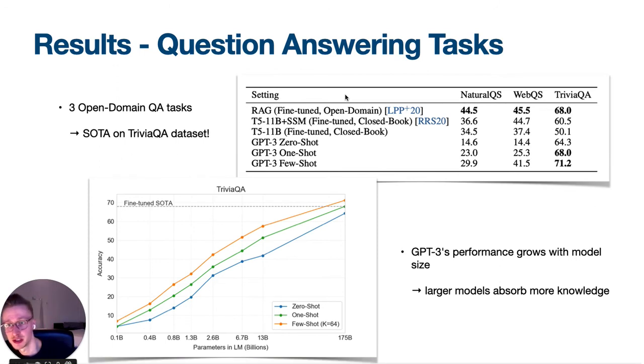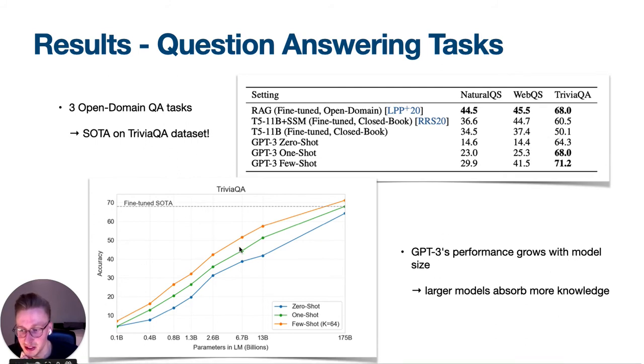Next up, we have question answering tasks, and they tested it on 3 open domain QA tasks. One way it's super impressive what GPT-3 does is TriviaQA. As we can see, the previous state-of-the-art in TriviaQA was RAG, which is a fine-tuned open domain model. So basically it's fine-tuned, only trained for this task in particular, and it's also open domain, which means it can go and look at a Wikipedia page and find the answer to the question. And GPT-3 is still better than this fine-tuned model.